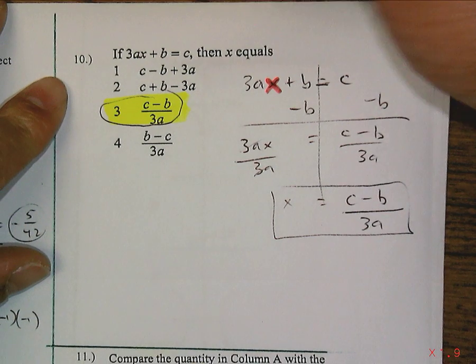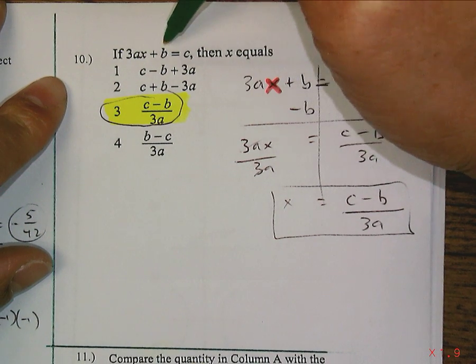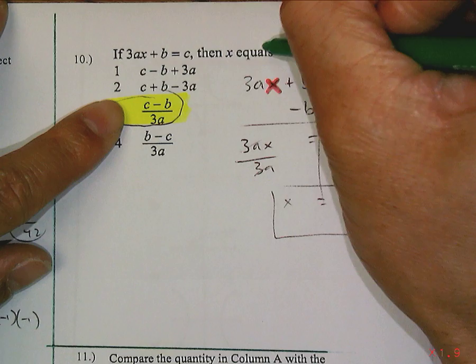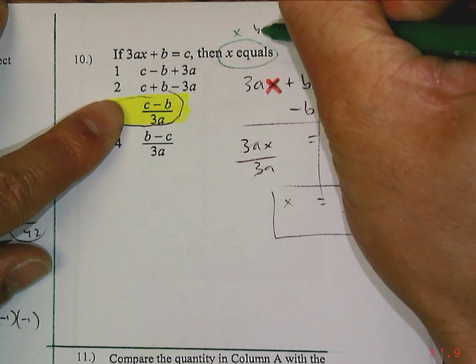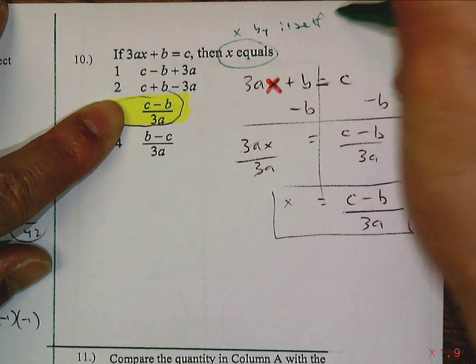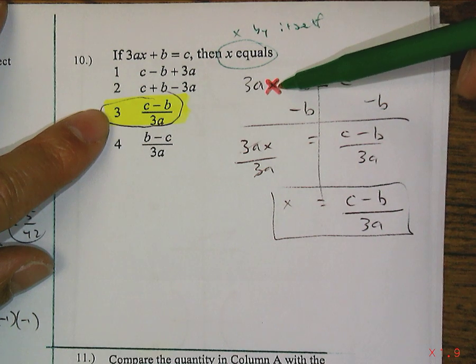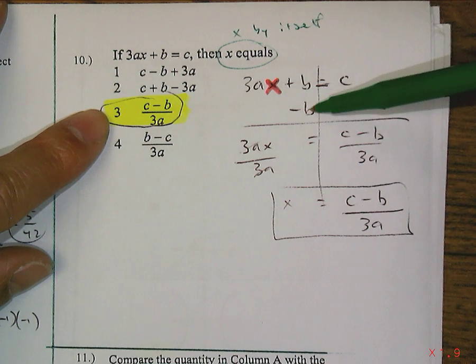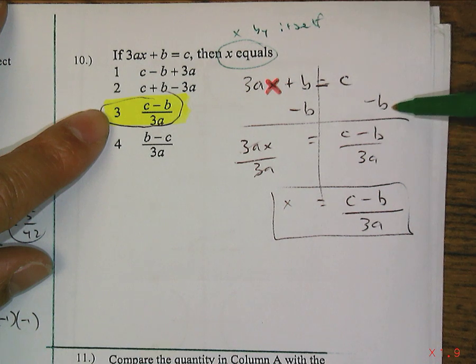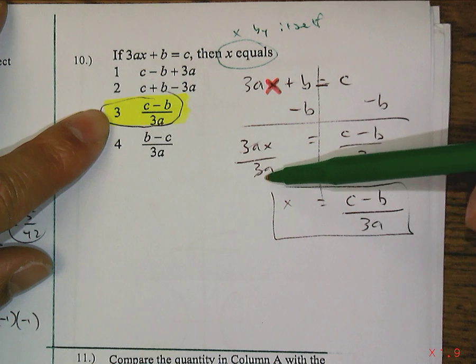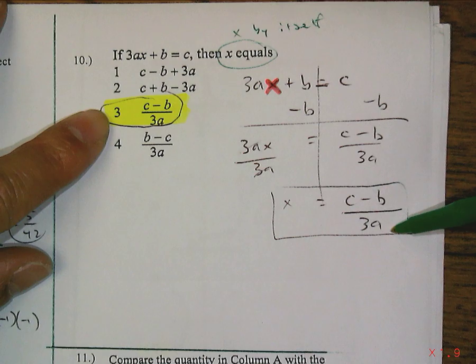Number 10. If 3ax plus b equals c, then x equals. This essentially means get x by itself. Notice how I've highlighted that x there. Subtract b, remember opposite of order of operations. Then I divided by the 3a, and this is my answer.